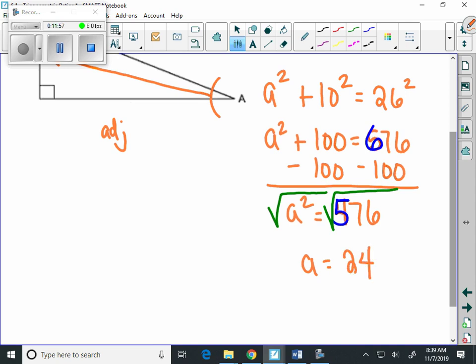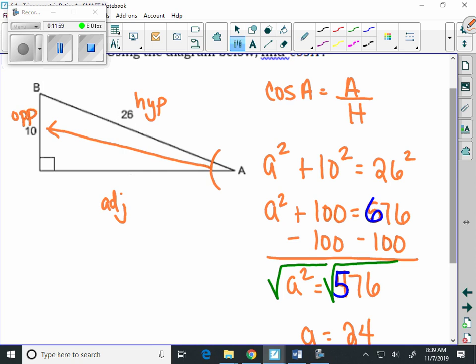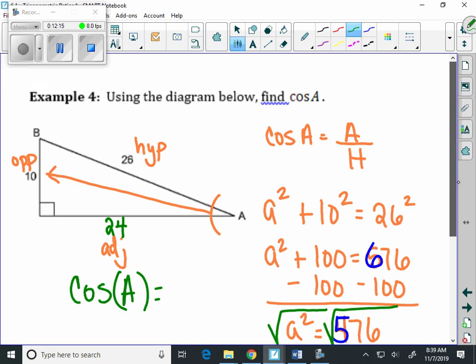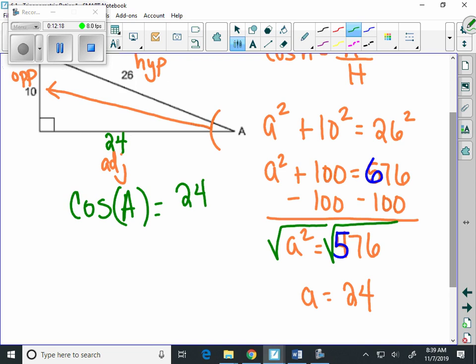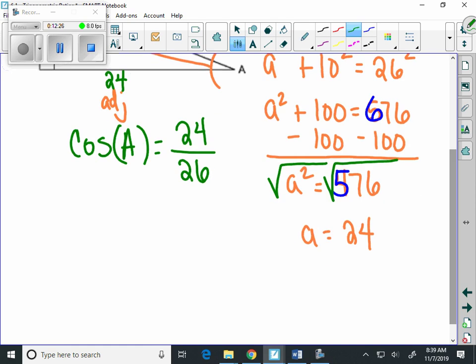24. So now we know our third side here. It is 24. And we can fill in our final value here because we want to find, once again, the cosine of angle A. And the cosine of angle A is the adjacent divided by the hypotenuse. And if you prefer, we can simplify that fraction, but you don't have to. So the cosine of angle A is 12/13 if you do simplify that fraction.